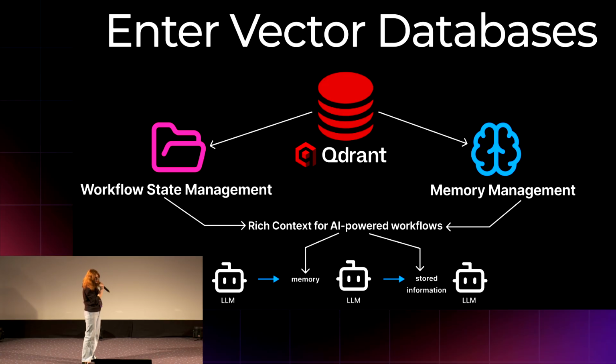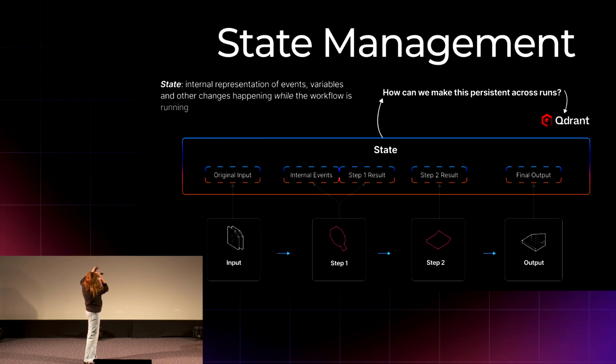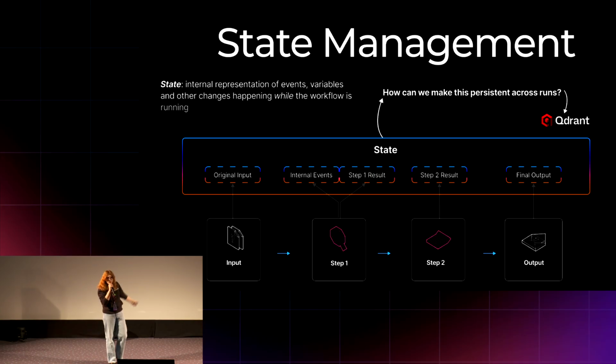So we will be exploring two topics today. One is state management, and one is memory management. Let's start with the first one, state management. What is state? State, as we said before, is the internal representation of everything that's going on in the workflow. Actually, with LlamaIndex, you can also have an external representation of everything that's going on in workflows. Basically, you can store things like the original input, the intermediate steps, and the results that you get, and then you can collect them at the end.